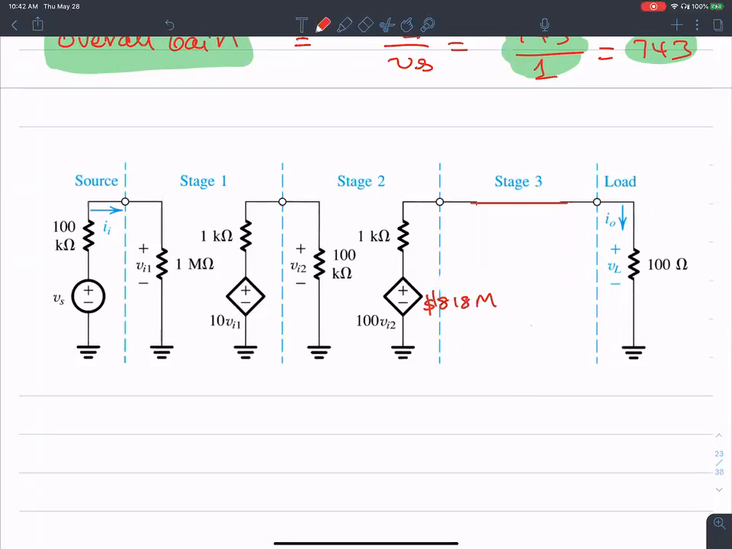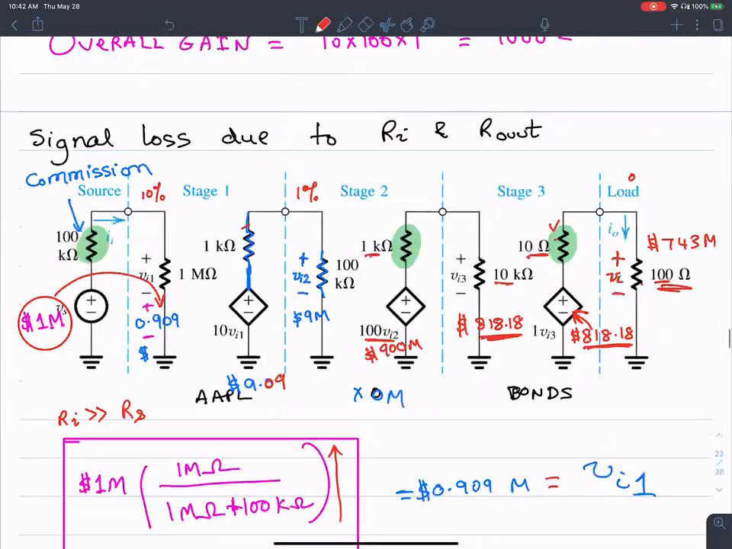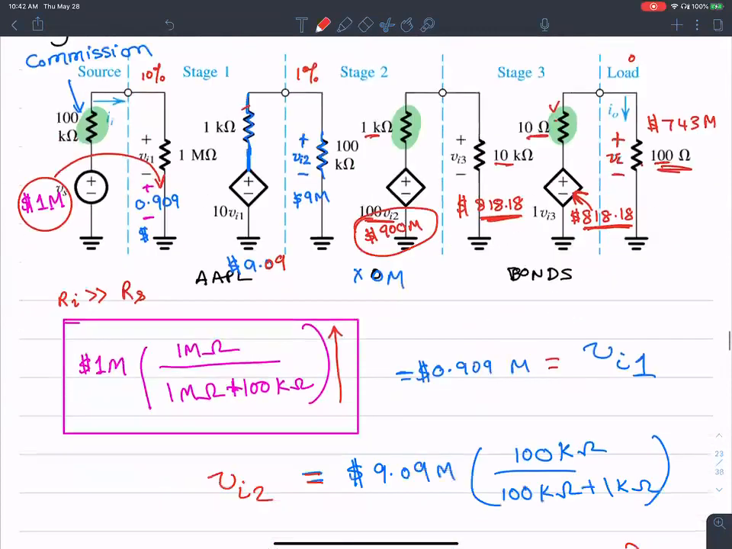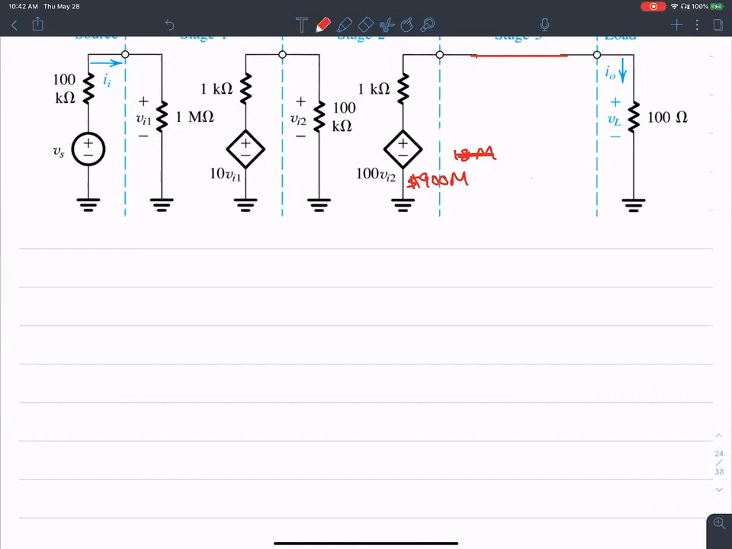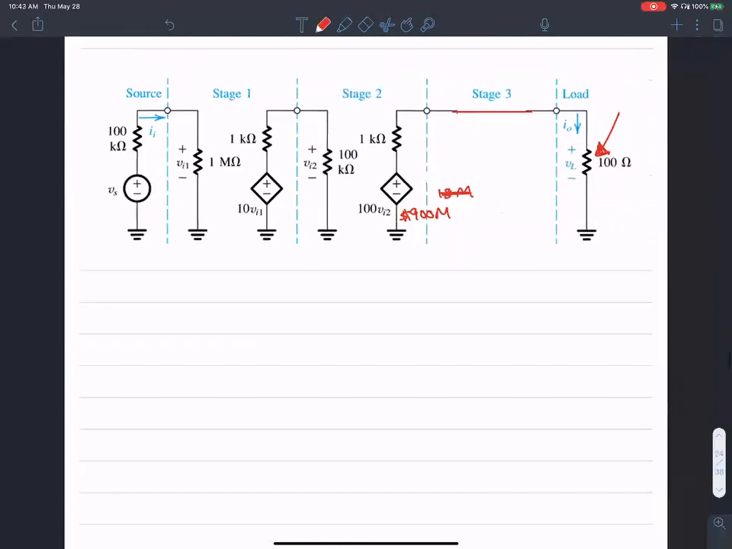So $818 million, or let's say not even $818 million, I was left with $900 million here, right? So $900 million is what I had here. You decided to directly cash this out. What do you think happens? What do you think your VL would be?